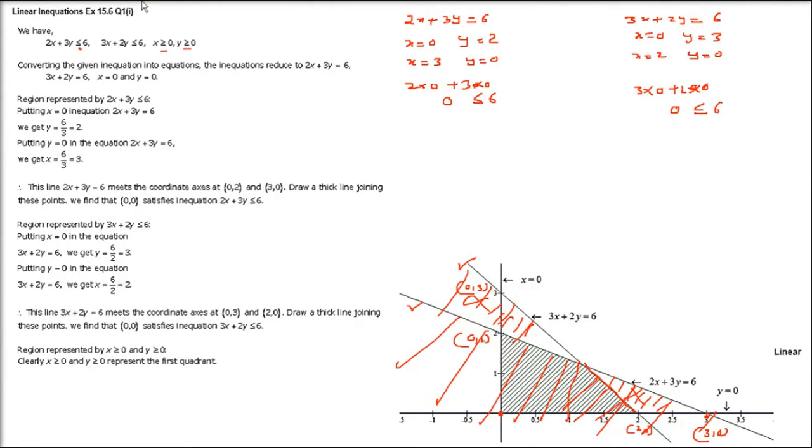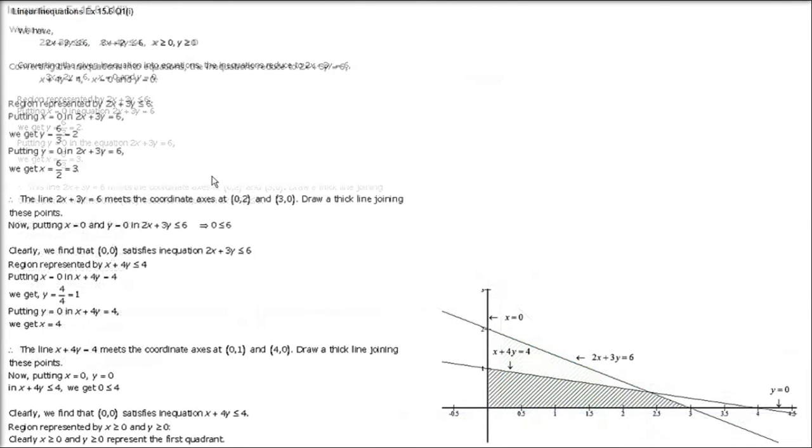Okay. Now, up to which portion do we have to take? X is greater than or equal to 0, y is greater than or equal to 0. That means we are talking about the first quadrant, so only the positive portions. So this region is the solution.